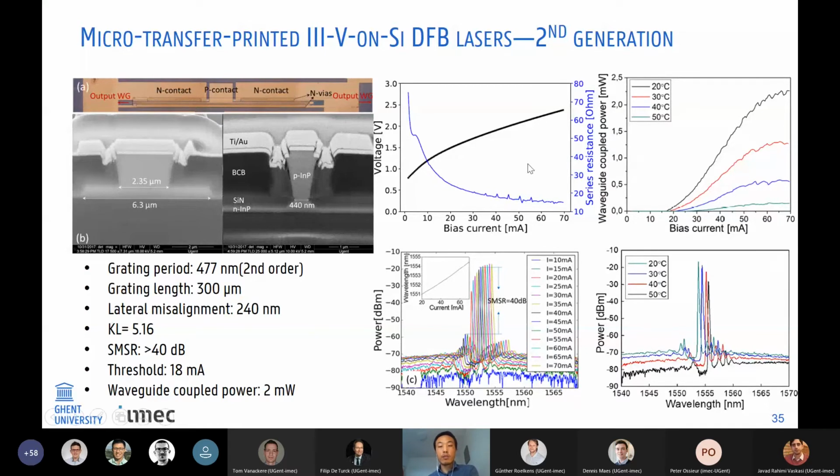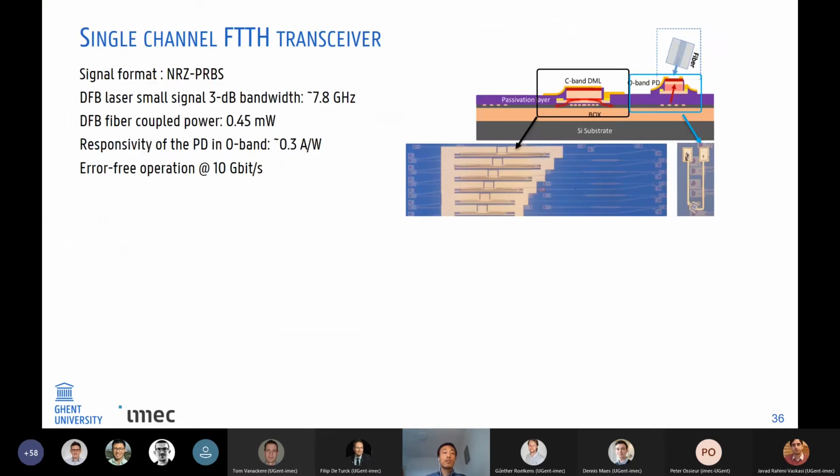And you can see here some merit results. The grating we use is a second order grating, and the length is around 300 micron. And because we use an MA6 mask aligner, it can be aligned very well. The misalignment is below 300 nanometer. So generally speaking, the performance of this device is comparable with the DFB laser demonstrated through die-to-wafer bonding.